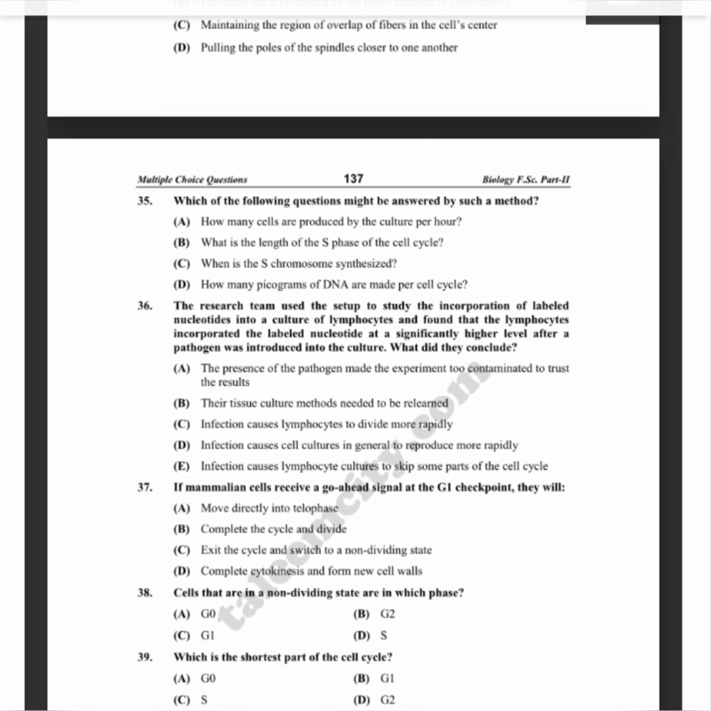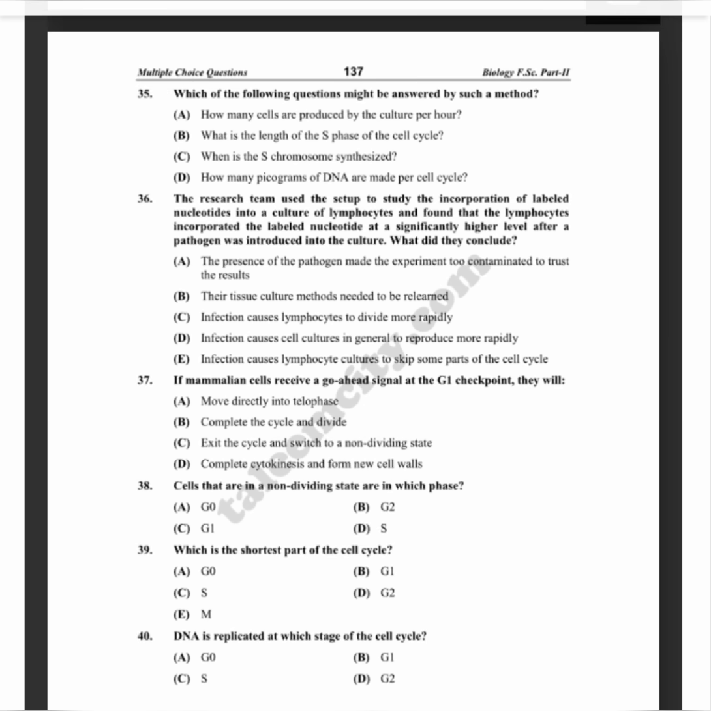MCQ number 35. Which one of the following questions might be answered by such a method? How many cells are produced by the culture per hour? What is the length of S phase of the cell cycle? What is the S chromosome synthesized? How many picograms of DNA are made per cycle?